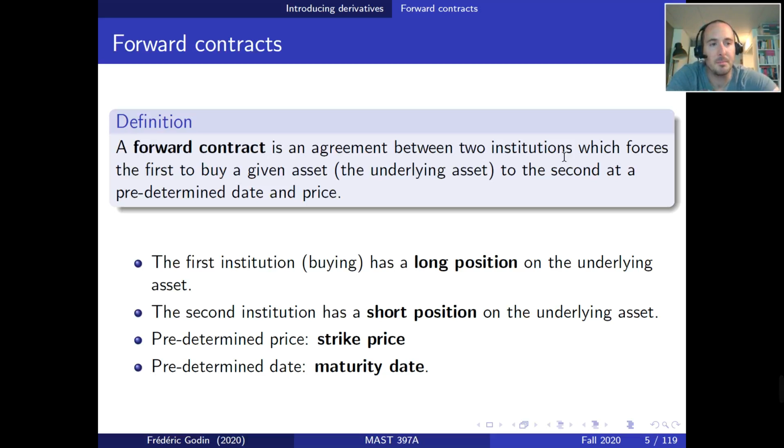The predetermined price at which the transaction will take place is called the strike price, and the date at which the asset will be traded is called the maturity date.